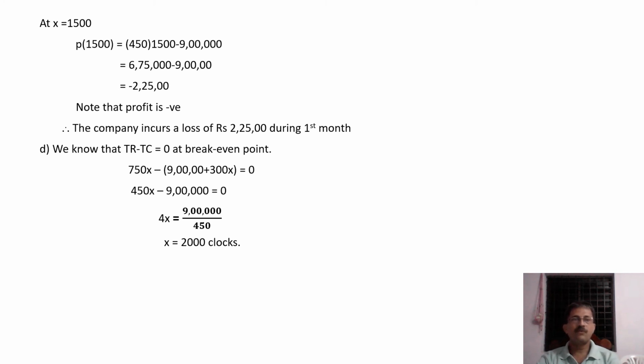Now, when 1500 clocks are produced by that company, what amount will they get? In the profit function, if we substitute X equal to 1500, this is the amount they will get. But because of this negative sign, this profit is negative, means company incurs a loss during first month.